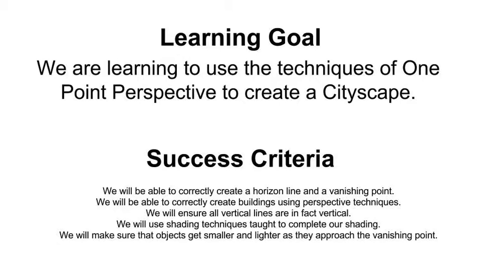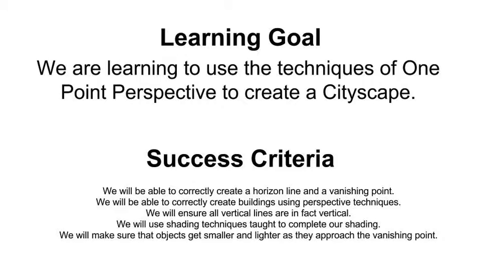Let's take a look at your learning goal and success criteria. What are we learning? Well, we are learning to use the techniques of one-point perspective to create a cityscape. The success criteria is how you know that you've achieved the learning goal. So your success criteria is that you will be able to correctly create a horizon line and a vanishing point. You will be able to correctly create buildings using perspective techniques. You will ensure that all vertical lines are in fact vertical.